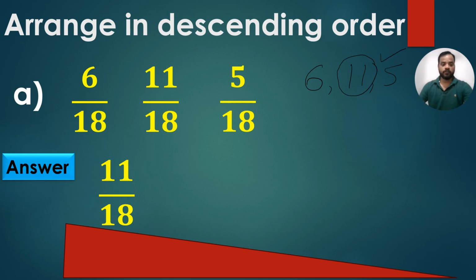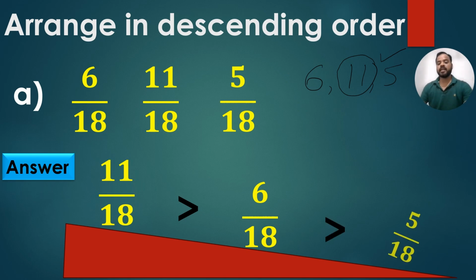For like fractions, the denominator is the same. To arrange the numbers in descending order, we must write the greatest number first. So the greatest number is 11. So 11 by 18 is greater than 6 by 18 because 11 is greater than 6, and 6 by 18 is greater than 5 by 18 because 6 is greater than 5. So this is the way we represent fractions in descending order.